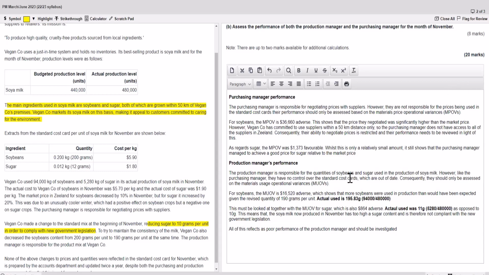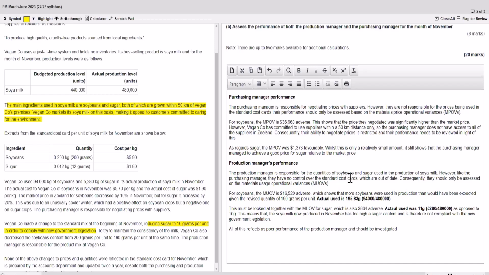And so you must be really clear about the fact that you're only monitoring the purchasing manager's performance and the production manager's performance based on operating variances. I would also give marks for saying why the planning variances were there. So you could say the planning variances were there because the market price, which is out of their control, decreased by 10%, and you didn't update the standards. And sugar was 20%, and you didn't update the standards.